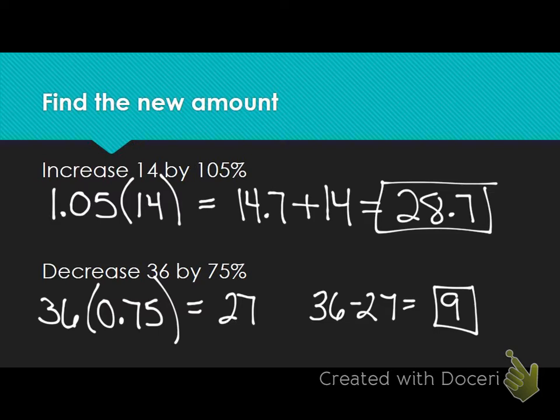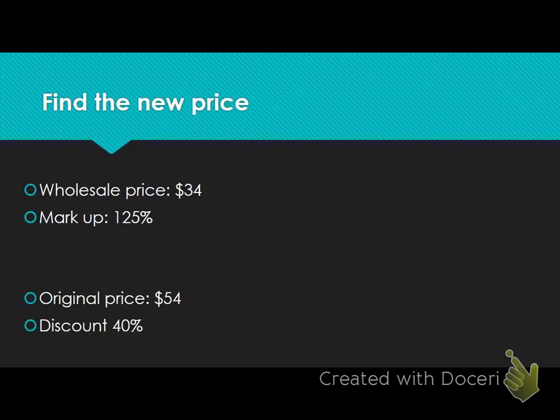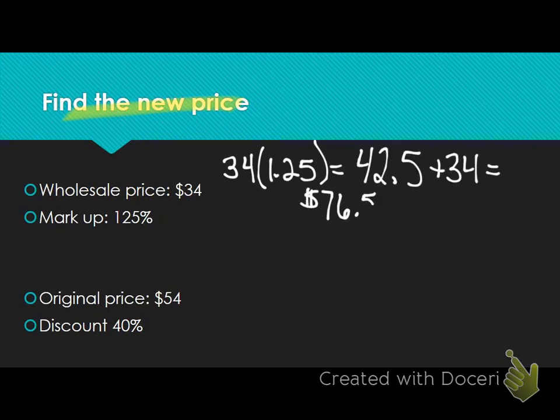Now, do you guys remember when we did wholesale, markups, discounts, and all that good stuff? Here's your wholesale and markup, and then your original price and your discount. I want you to find the new price. To find the new price for wholesale, we changed the percentage to a decimal. We find that amount and we add it back to the original. Did you get 76.50? Who got 76.50?